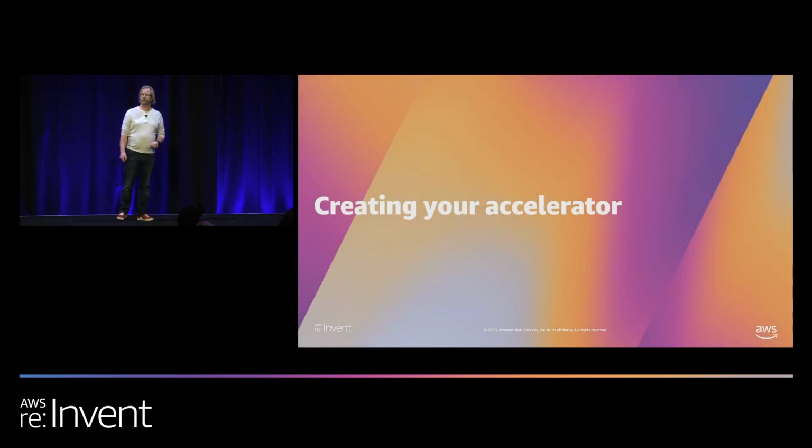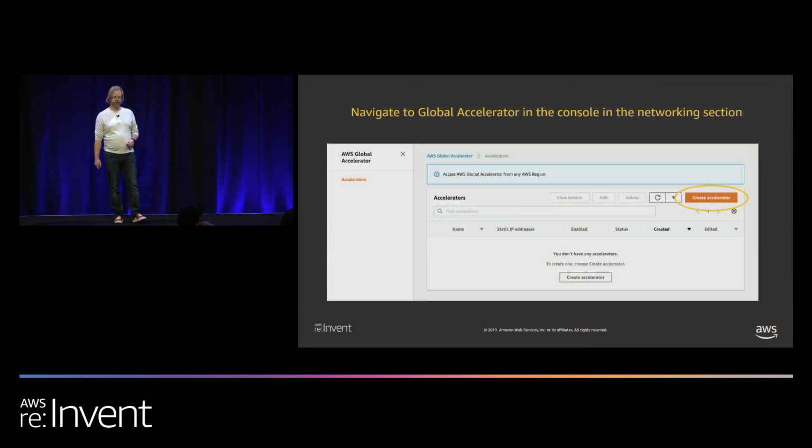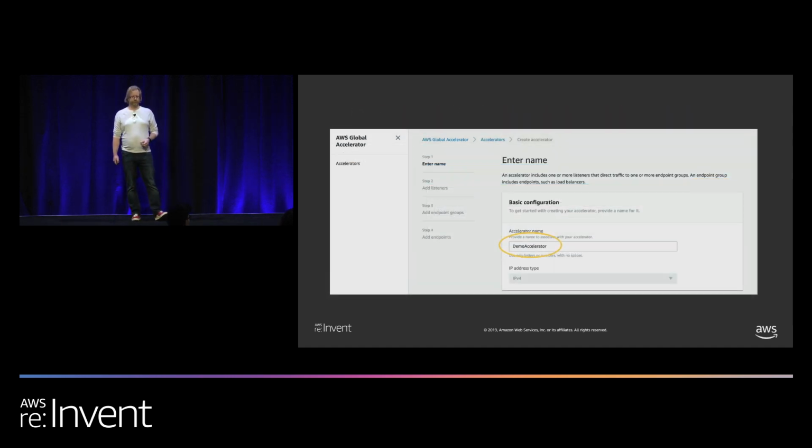So how do you make this thing? It's really not that hard. All you do is go into the console. You can do a search for Global Accelerator, give it a name, go ahead and create the accelerator. Give it a name that's something kind of intelligent.